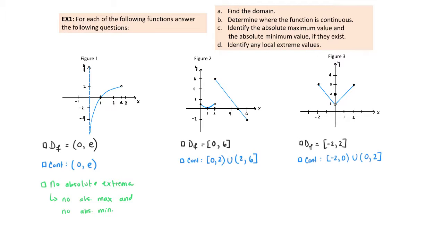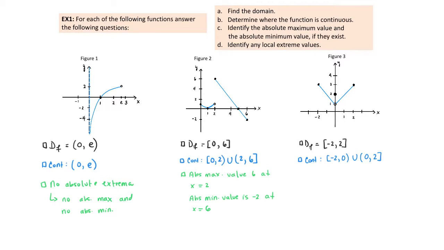So then we are going to say that the absolute maximum value happens to be 6, and it happens at x equals 2. And then the absolute minimum value is -2, and it happens at x equals 6.